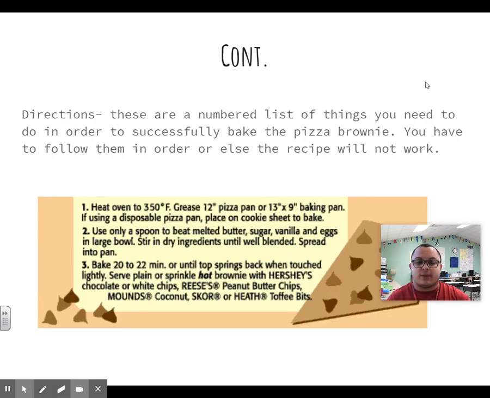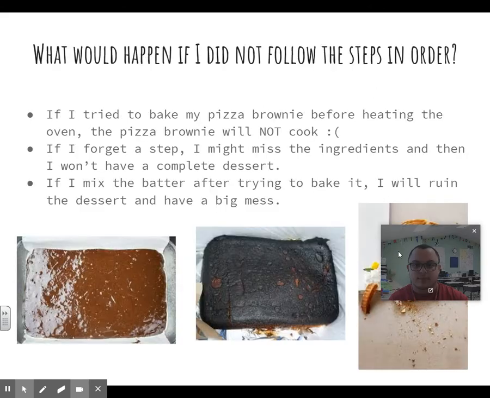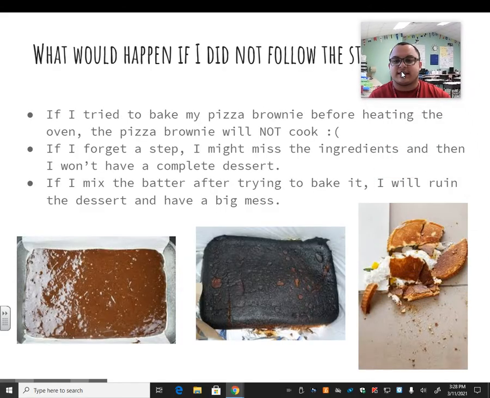Next, the second part of the recipe are the directions. The directions are a numbered list of things that you need to do in order to successfully bake the pizza brownie. You have to follow them in order or the recipe is not going to work. What happens if you don't follow the steps in order?